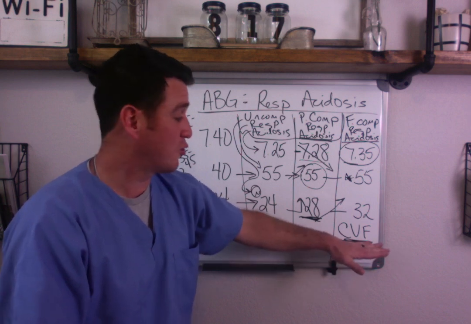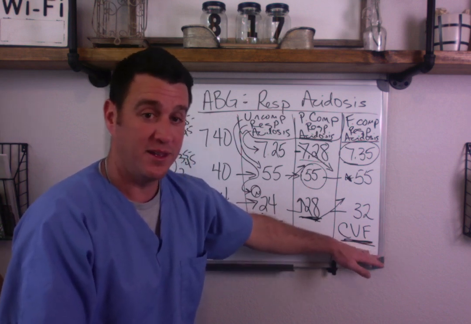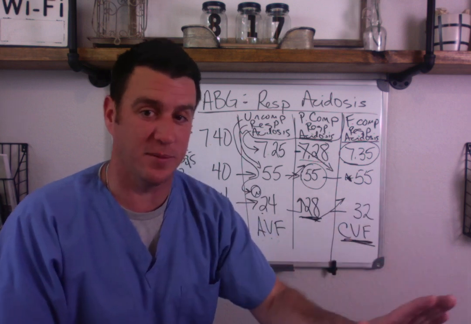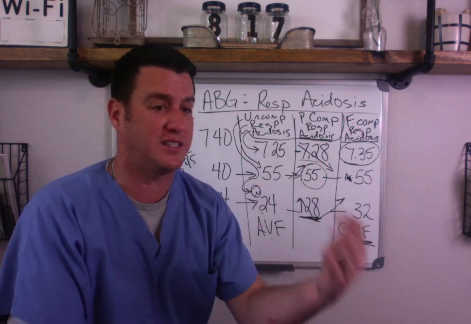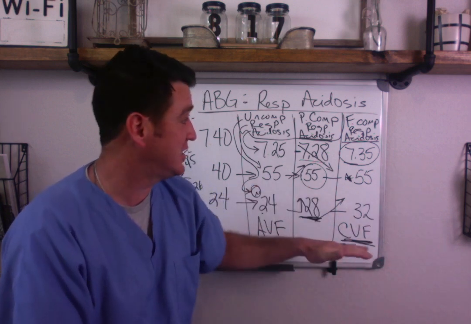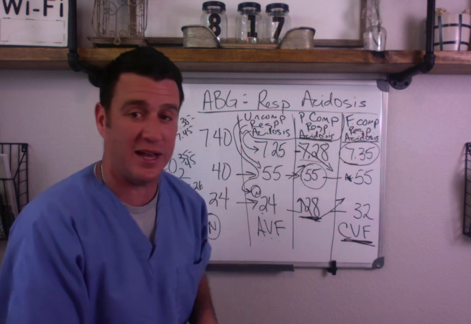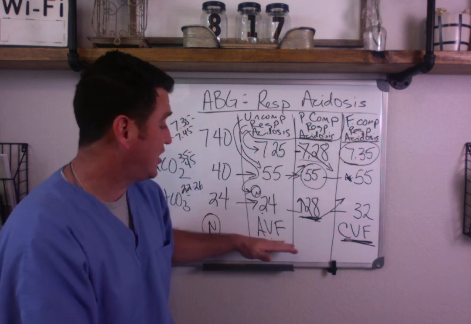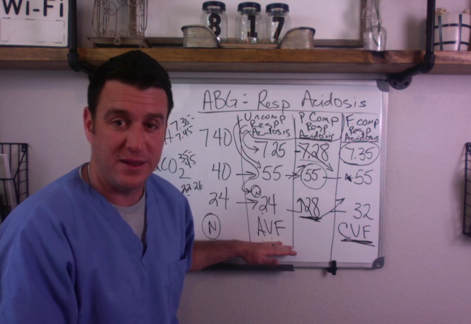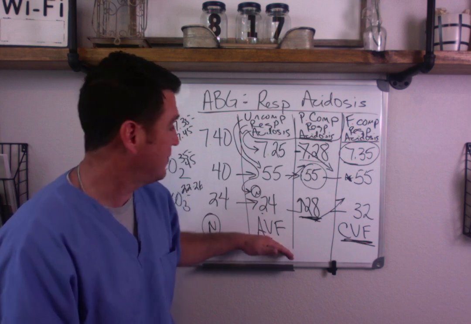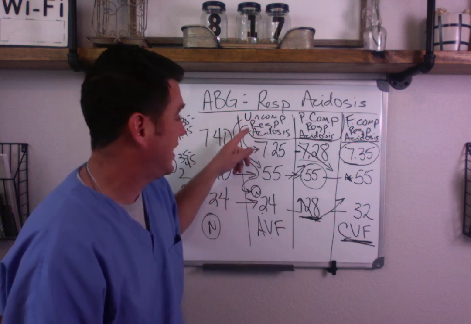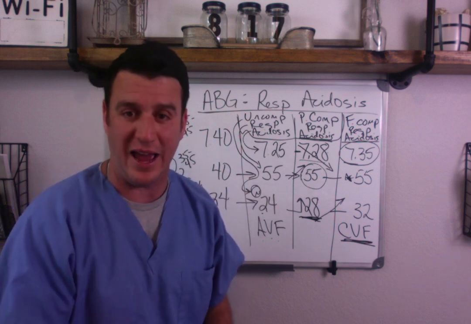Okay? So chronic vent failure is the advanced terminology to talk about a state of a person who lives in a state of a fully compensated respiratory acidosis. And acute vent failure is how you would talk about a patient in a state of uncompensated respiratory acidosis.